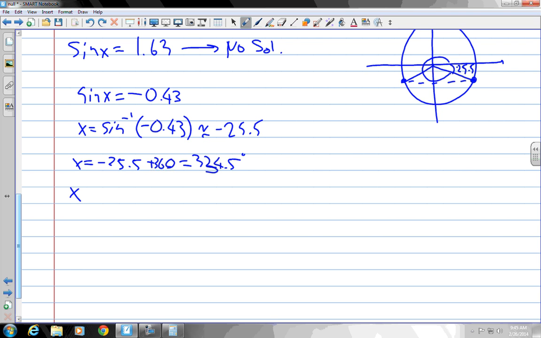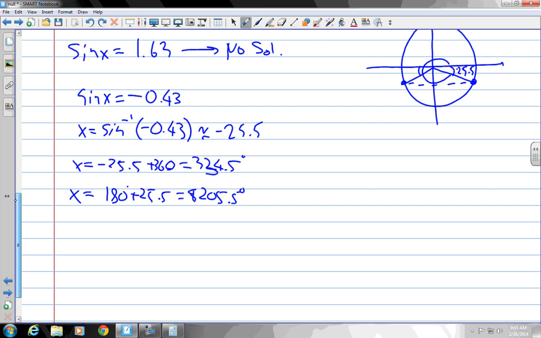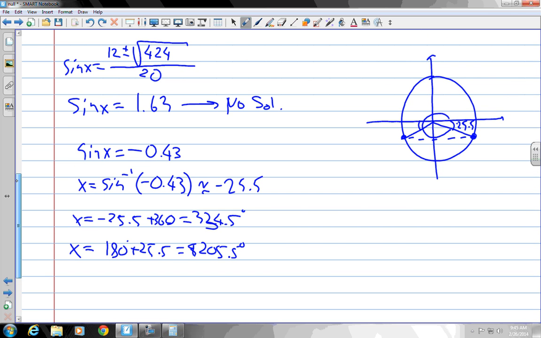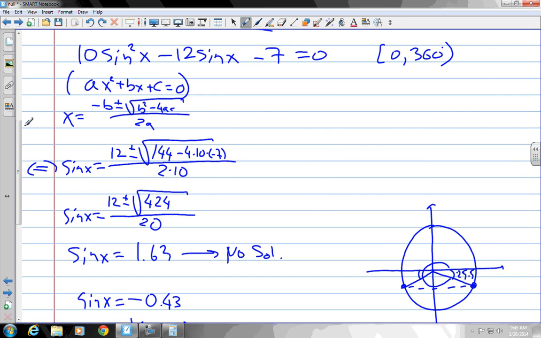What about the other one? Yeah, 180 plus 25.5, right? So it's 180 plus 25.5, so that's 205.5. So these are my two solutions. Okay? And if I take 334.5 degrees and I plug it into this equation, it will virtually work out.